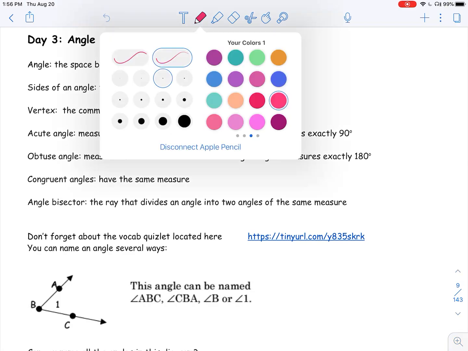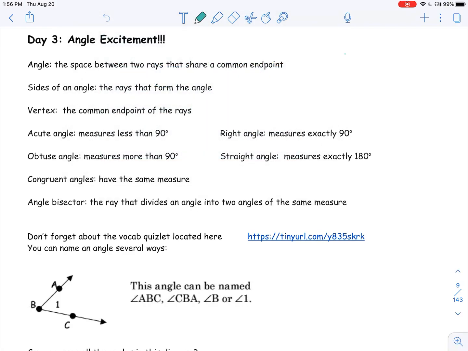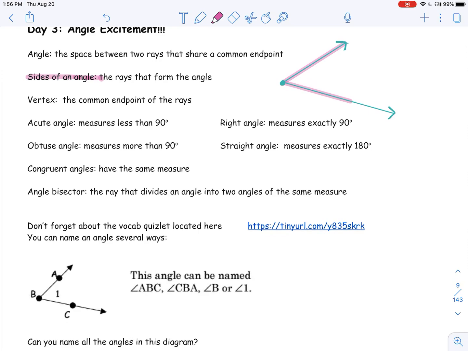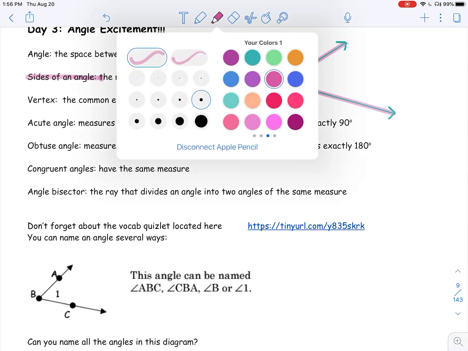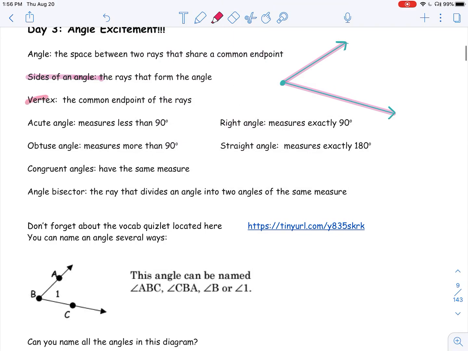So let's go back up here to the top. If I draw us out an angle here, then I'm going to highlight these as we go. The angle would be the whole thing. The sides of the angle would be these rays right here. And our vertex would be this dot down here at the end where the two rays meet.